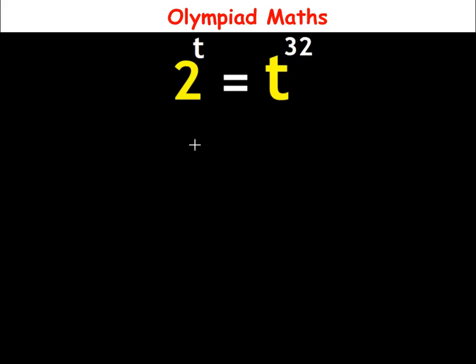Hello everyone, in this video let us solve this equation. So we have 2 raised to power t is equal to t raised to power 32, and here we have to solve for the possible values of t. So t is equal to question mark. Now to do this, solution.